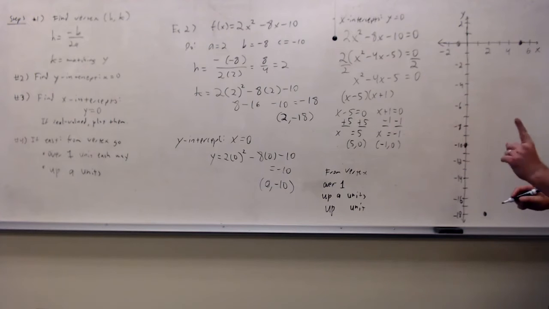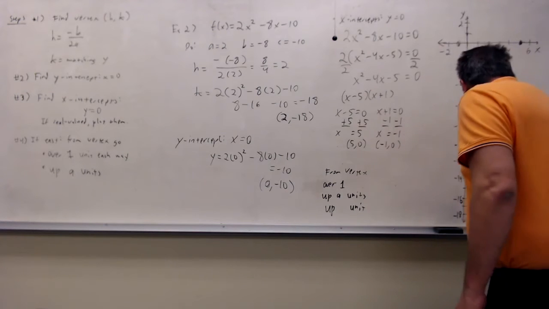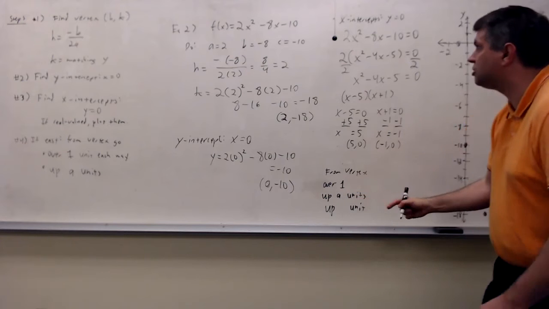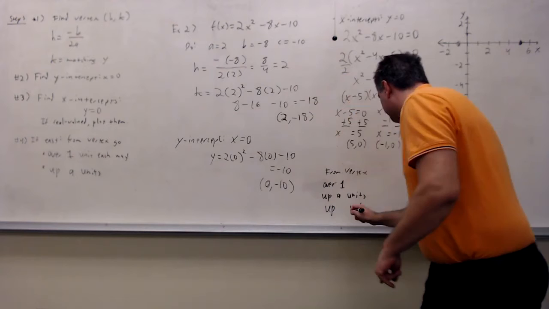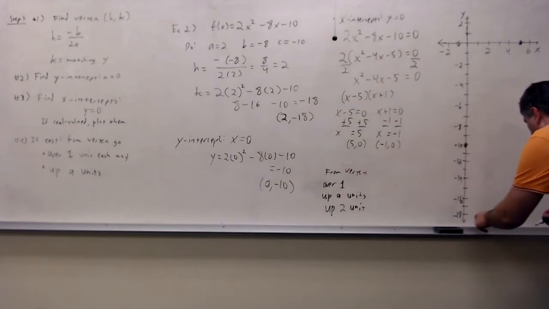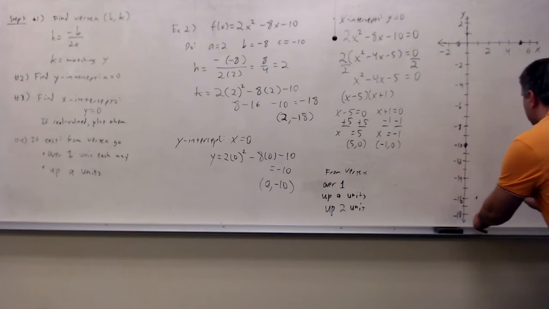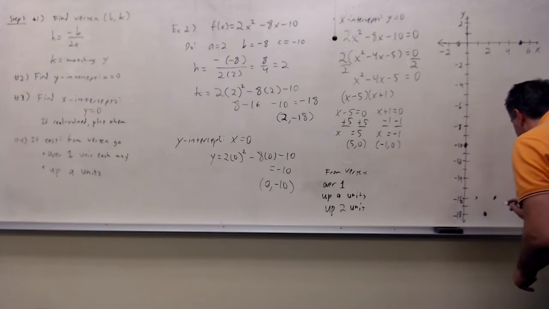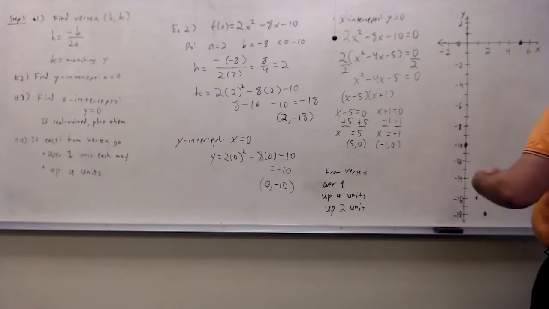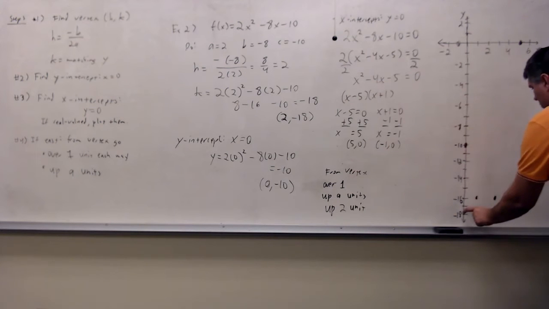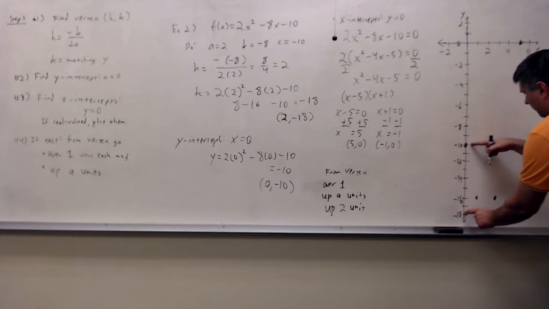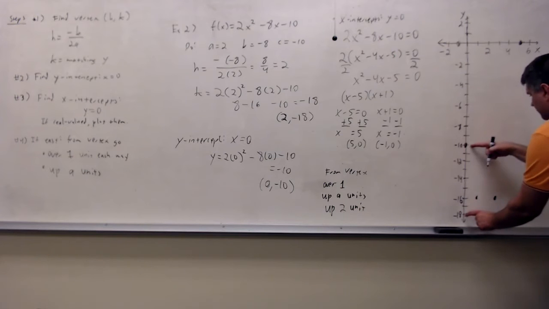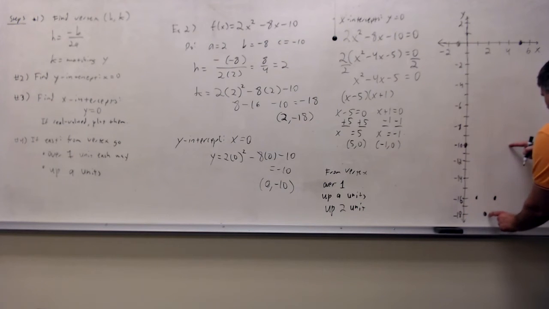Now, from the vertex, I'm also going to go over 1 and up A units. Well, A is 2. So I'm going to go over 1 up 2 and over 1 up 2. Also, I know that this is in the steps, but I'm going to use the principle of symmetry for the y-intercept. The y-intercept was 2 over from the vertex with a y-coordinate of -10. So I'm going to go 2 over the other way and mark another y-coordinate of -10.